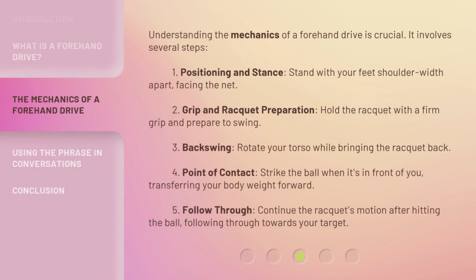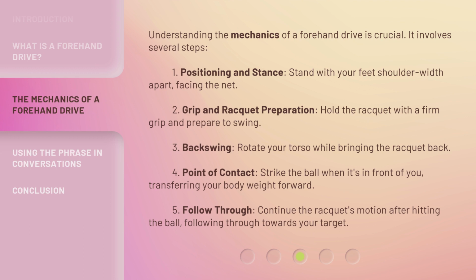Understanding the mechanics of a forehand drive is crucial. It involves several steps. 1. Positioning and stance. Stand with your feet shoulder-width apart, facing the net. 2. Grip and racket preparation. Hold the racket with a firm grip and prepare to swing.